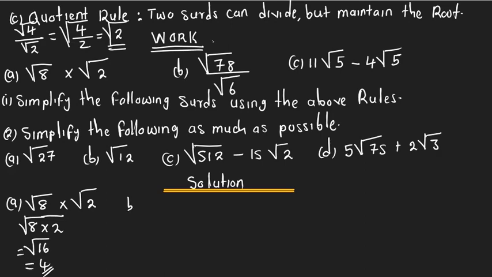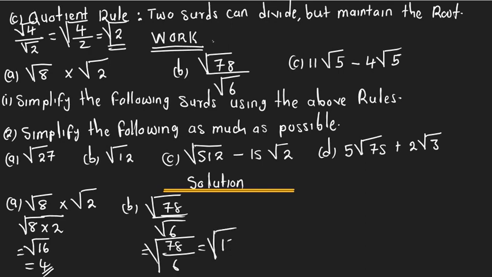We go to B. That was product rule. We have root of 78 over root of 6. Quotient rule: we can maintain the root, 78 over 6 like that. And then if we do everything that we can do, we'll find the square root of 13.